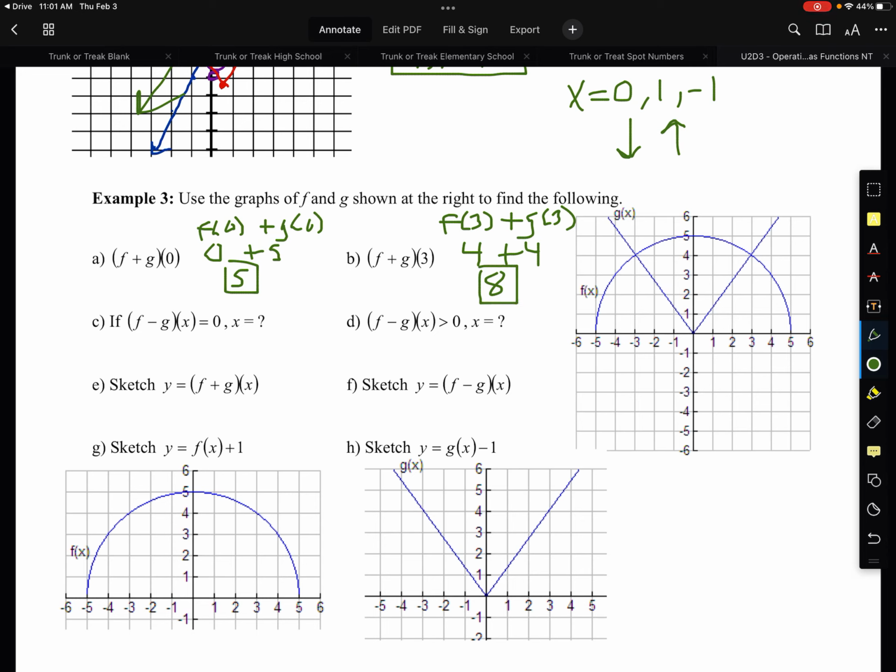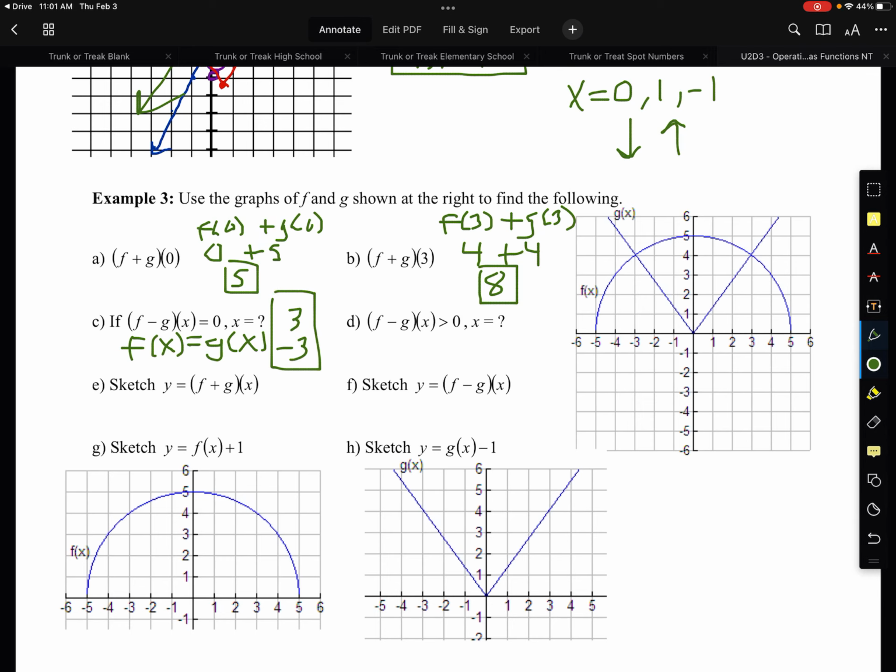Getting a little bit more complicated, this is saying, when does F minus G equal 0? Well, if it's F minus G equals 0, that's actually just telling us, if I add over the G of X, when does F of X equal G of X? If I set it up like that, that's easy. In this case, I look at my graph. Where do they cross? 3 and negative 3.